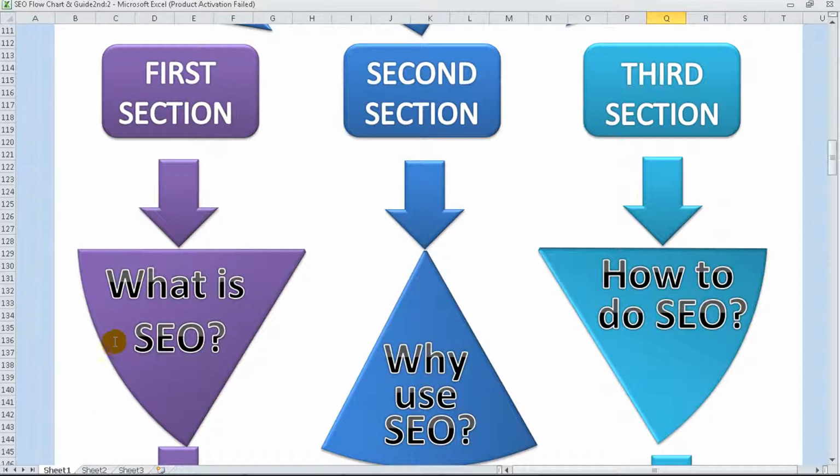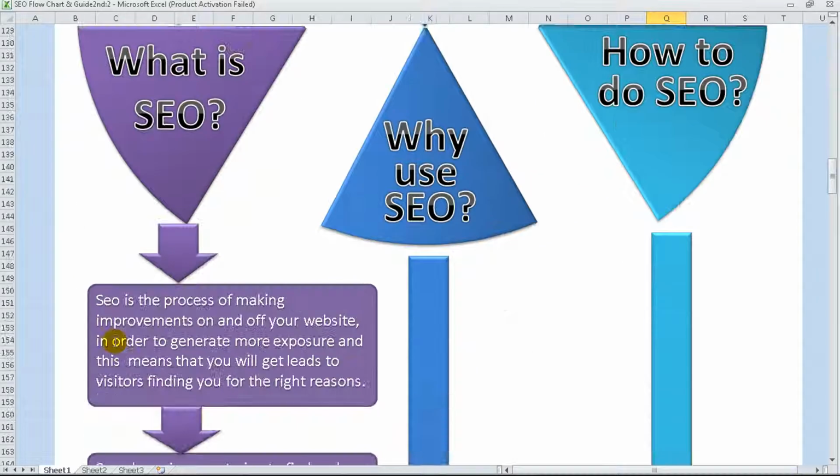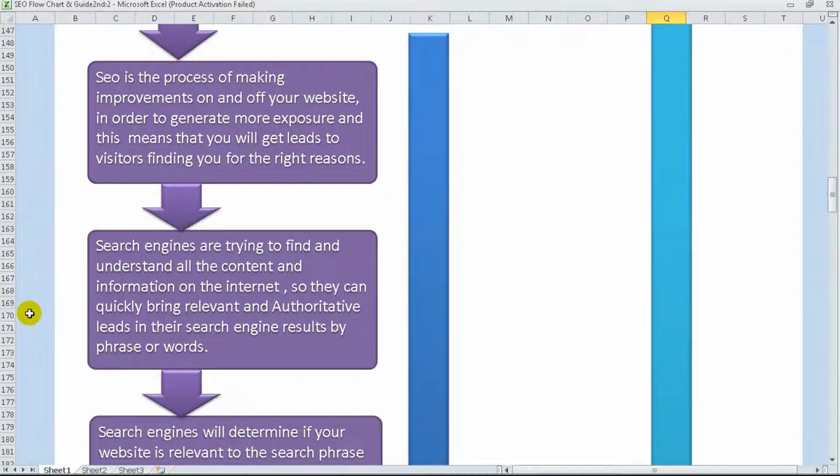Now we will continue with what is SEO, the first section, and we will see it says SEO is the process of making improvements on and off your website in order to generate more exposure, and this means that you will get leads, visitors finding you for the right reasons. To continue, search engines are trying to find and understand all the content and information on the internet, so they can quickly bring relevant and authoritative leads in their search engine results by phrase or words.